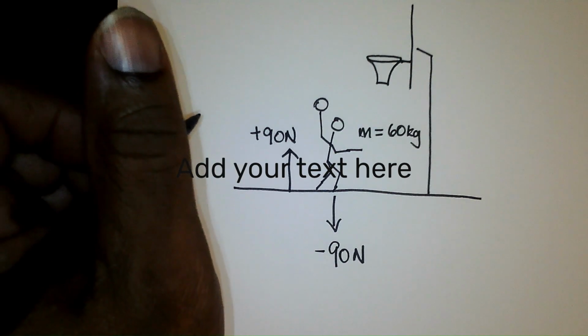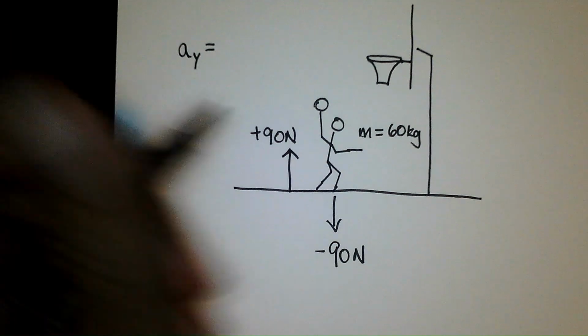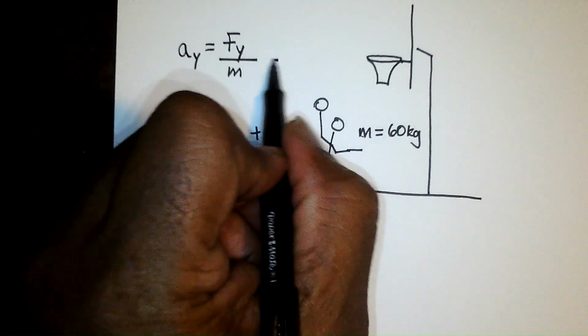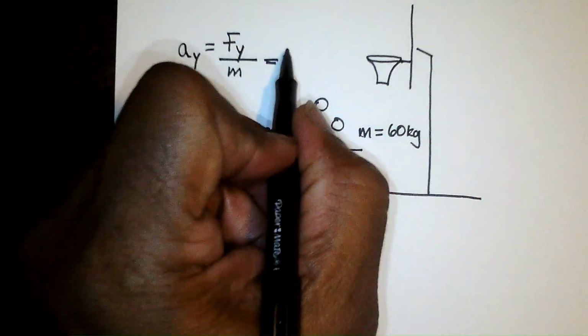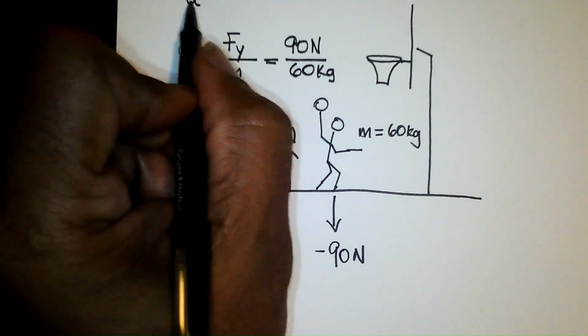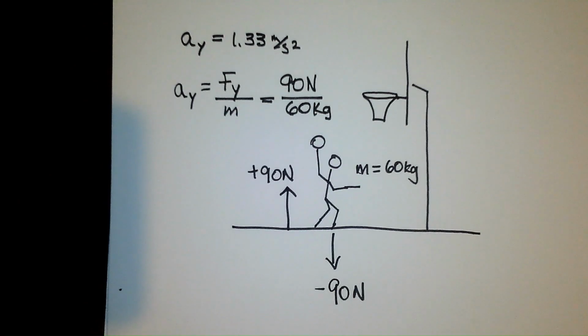According to Newton's second law, your acceleration on the y-axis, how fast you will accelerate up, equals the force on the y-axis divided by mass. The force on the y-axis that you have now is 90 newtons. Your mass is 60 kg. So your acceleration will be 1.33 meters per second squared up.